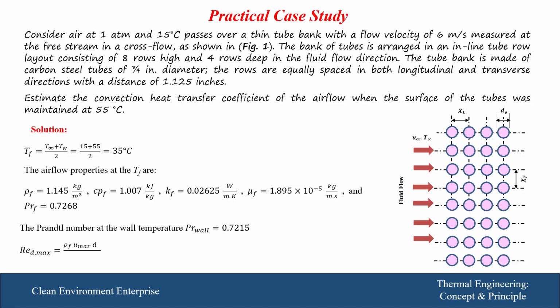Then we may calculate the maximum Reynolds number, rho sub f u max d naught divided by mu f, and u max is obtained from the equation which we have already listed in this video. Then the Reynolds number will be 20,718.8. With these values, we will try to use the correlations mentioned in this video.